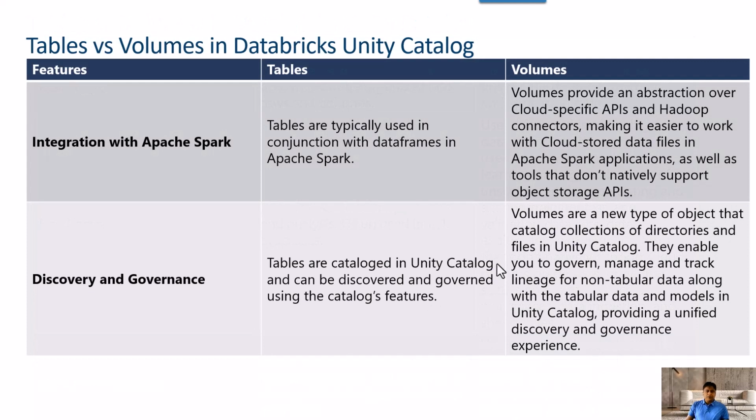Then the difference in integration. Tables are typically used in conjunction with data frames in Apache Spark, but volumes are actually an abstraction, as I just told you, and it is cloud specific API. So it is actually an abstraction on the API which is provided by the cloud provider. Like in Azure, we have an Azure specific API for accessing the storage account, and in AWS we have an AWS bucket specific API. So behind the scenes, whether AWS bucket or Azure is being used does not matter. For you, it is a volume which you need to access.